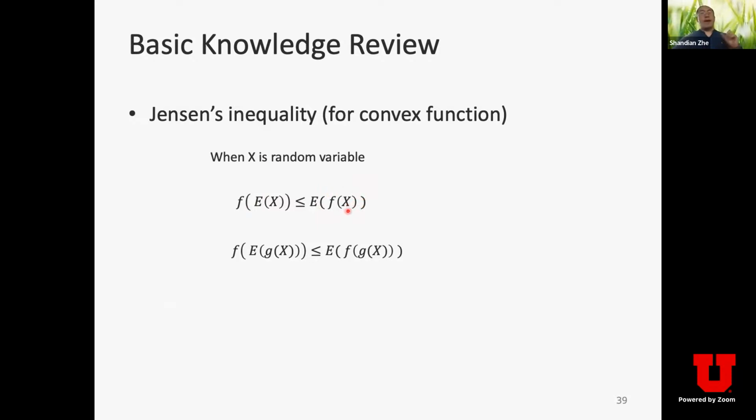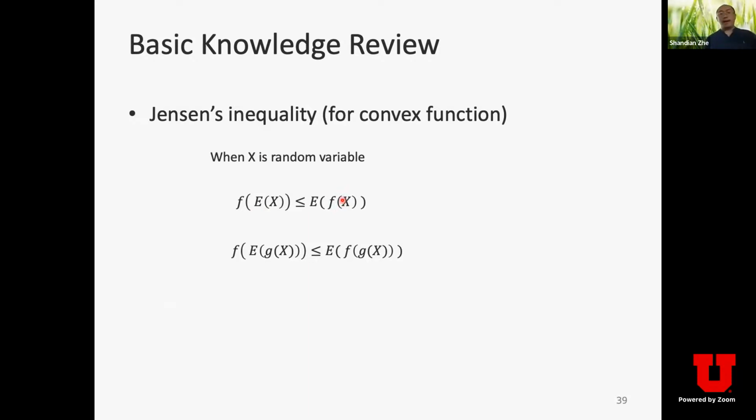Remember x is a random variable, so f of x will be a random variable as well. So you can take the expectation of f of x as well. It just says the function of a random variable's expectation will be upper bounded by the expectation of the function of the random variable, provided this function is convex. And it is pretty easy to show that according to the definition, so I will leave it as an exercise for you.